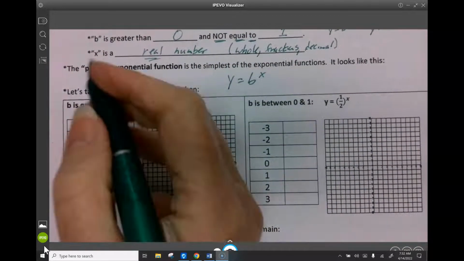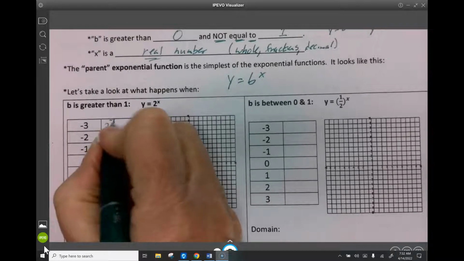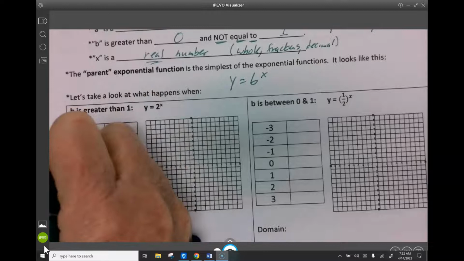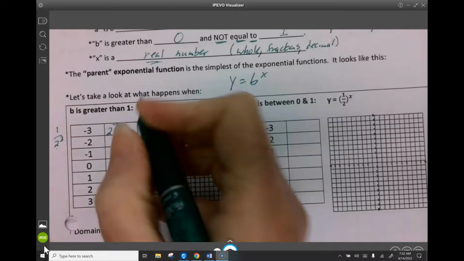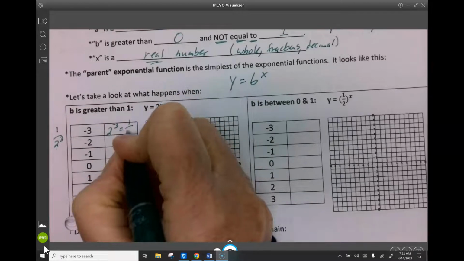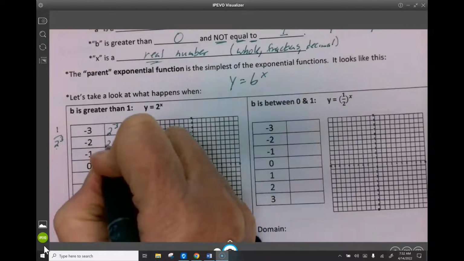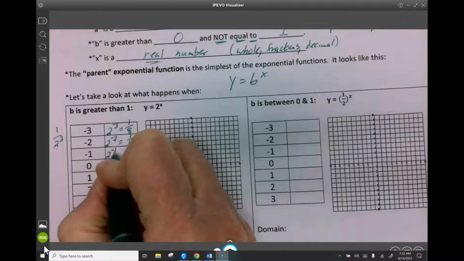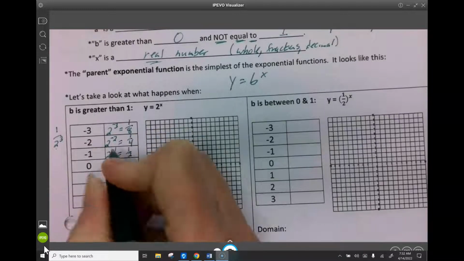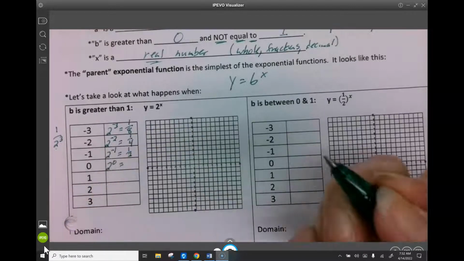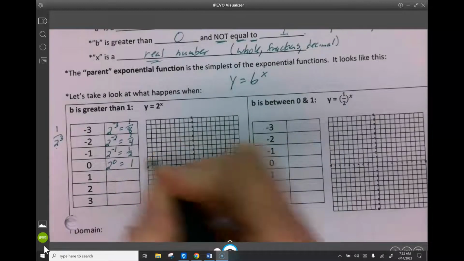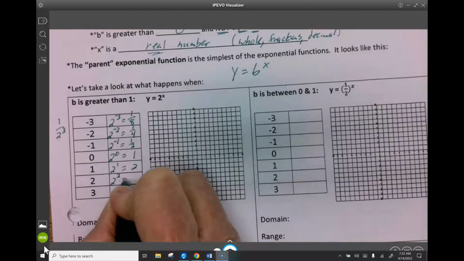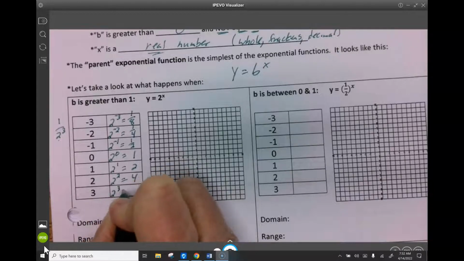So now let's just plug it in. So this is 2 to the negative 3. You can plug that in. What's going to happen? And remember, negative exponents, 2 to the 3rd, so that's going to be 1 over 8. 2 to the negative 2 is 1/4. 2 to the negative 1 is 1/2. 2 to the 0, well, what is anything to the 0 power? 1, exactly. 2 to the 1st, 2 to the 2nd, 2 to the 3rd.